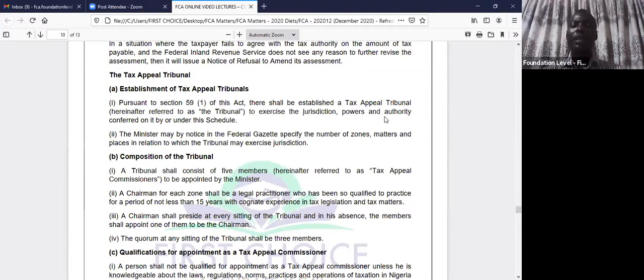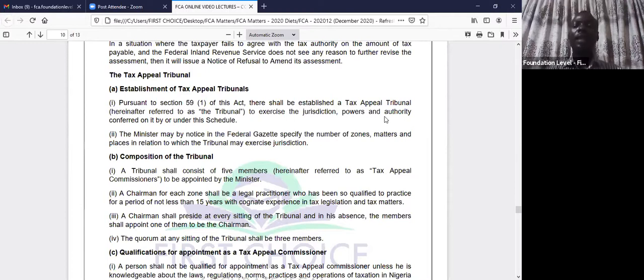And when there is disagreement, instead of going to the courts as the first option, because the courts take a longer process, the Tax Appeal Tribunal will take a very shorter process. It's an administrative thing, not a court. It's just for administrative convenience, for government to resolve tax issues speedily. They set up the Tax Appeal Tribunal.